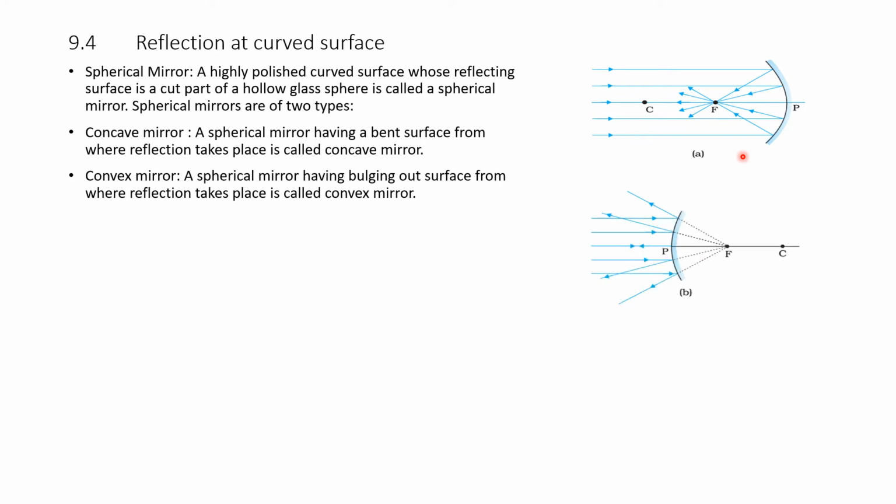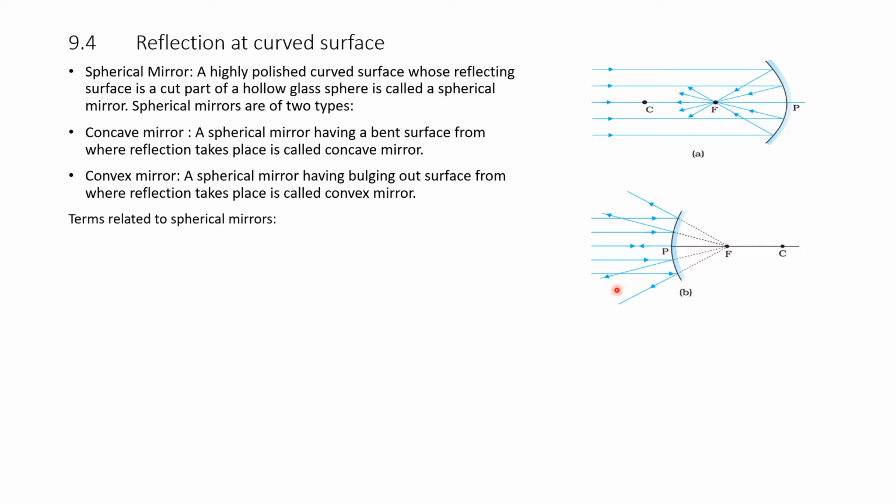Convex mirror. The figure of the convex mirror is shown here in diagram B. A spherical mirror having a bulging out surface, polished inside, with the reflection surface outside, from where reflection takes place, is called a convex mirror. This is a convex mirror.